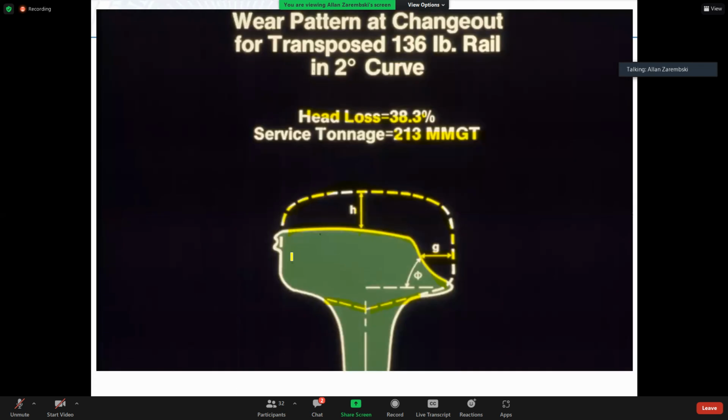So if you don't do anything, and don't do anything means you don't lubricate or you don't use a premium or a hard steel, then you're going to generally wear out on a curve due to side wear, or what we call gauge face wear. Because this is the gauge side of the rail. Remember, the wheel is sitting over here.